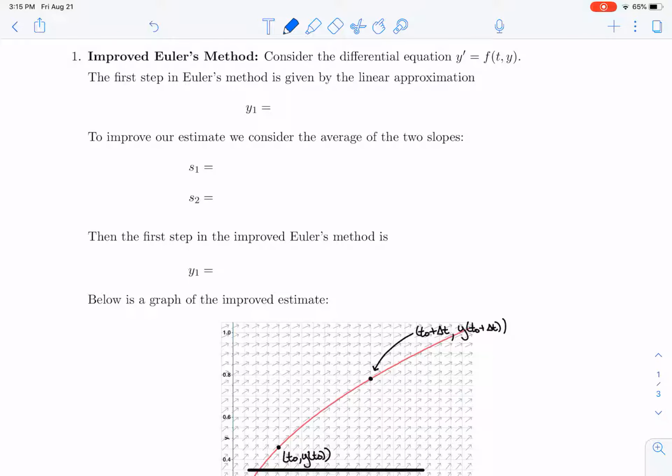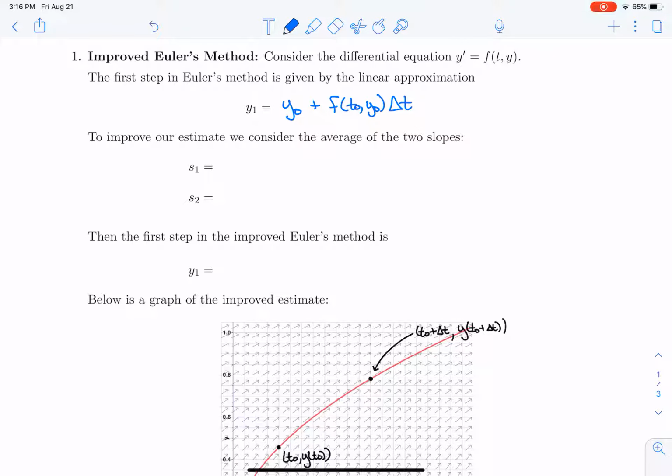In the last video, we saw some of the drawbacks to Euler's method. So we would like to make some improvements to Euler's method in order to improve the accuracy of our approximation. Now, the first step in Euler's method is given by the initial point y0 plus the slope f of t0, y0 times delta t. What we would like to do is improve our estimate by, instead of using one slope at t0, y0, using the average of two slopes.